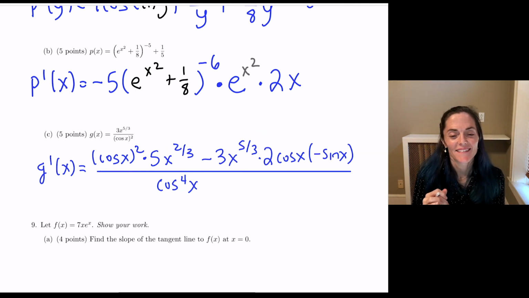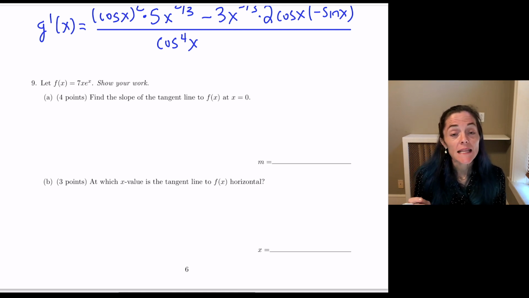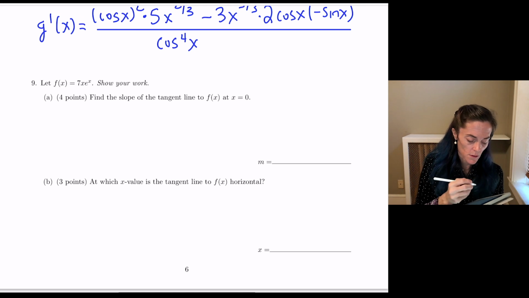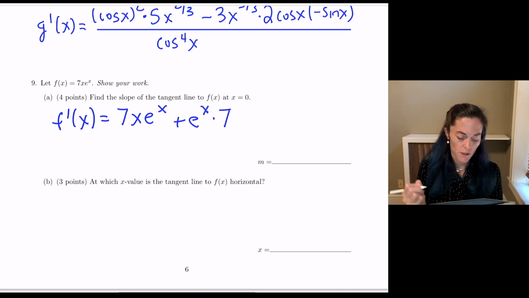Okay, that was our quotient rule. Next one, 7x e to the x. We want the slope of the tangent line at x equals 0, and then at which x value is the tangent line to f of x horizontal. This is product rule. So if I go to take f prime of x, we have first times the derivative of the second plus the second times the derivative of the first.